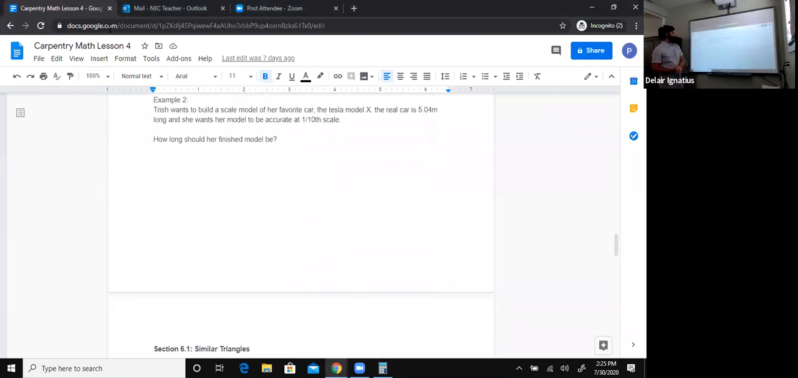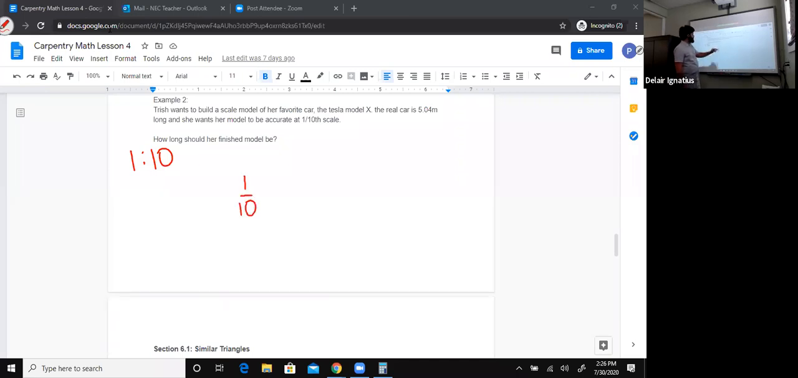So, somebody named Trish wants to build a scale model of their favorite car, the Tesla Model X. The real car is 5.04 meters long, and they want their model to be accurate at 1/10 scale. How long should their finished model be? So, we know that the scale is 1 to 10, and we know that we often represent scales as fractions, 1/10.